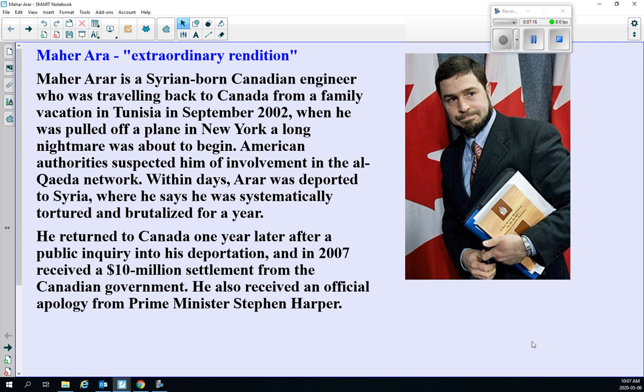face charges and prosecution. He was held prisoner in Syria for 1 year, and he was tortured and brutalized during that year. Syria is notorious for treating prisoners very harshly. He was never really given a fair trial. He came home to Canada after a year. He was let out and sued the government for $10 million and got an official apology from Stephen Harper.